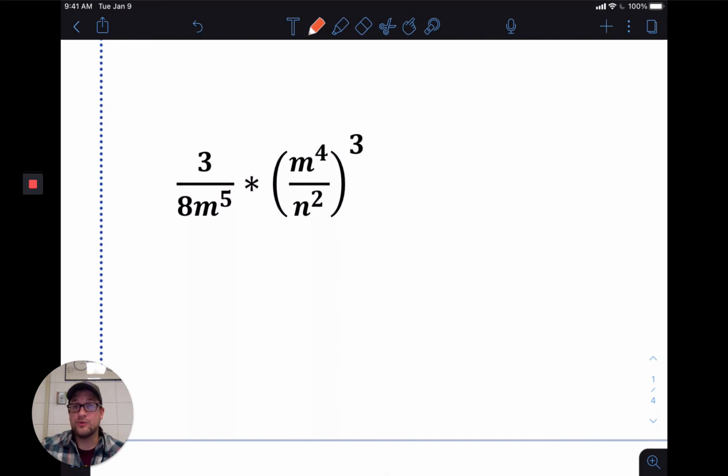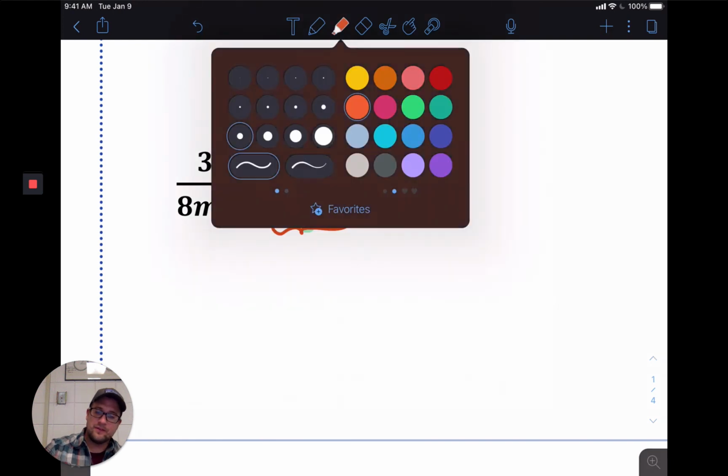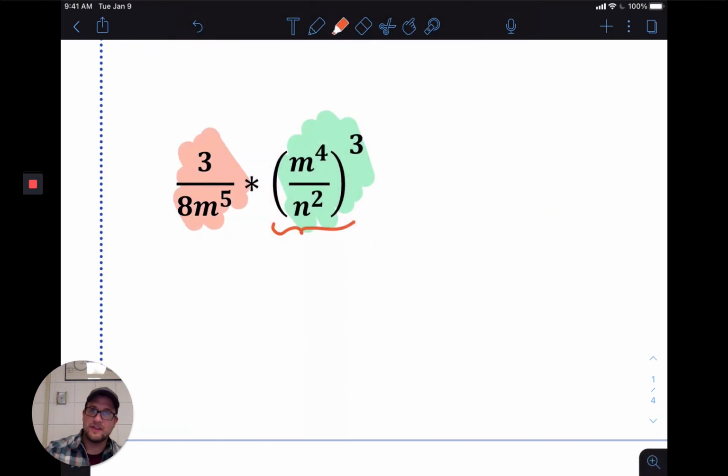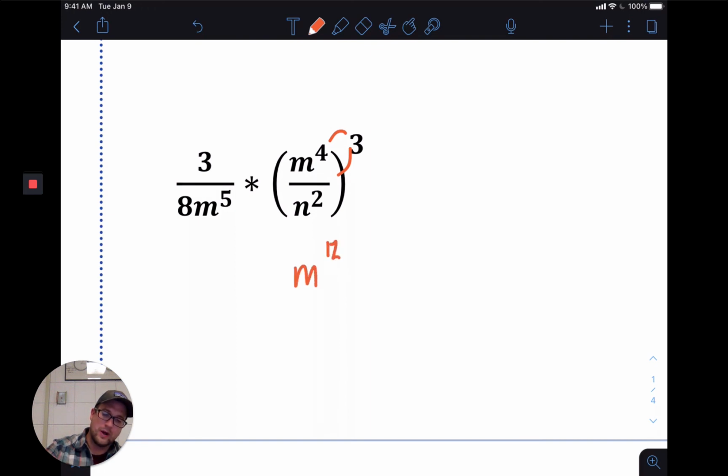Another problem for you to consider. Again, let's try to simplify the part with the parentheses first, and then we'll try to take this green idea and this orange idea, and we'll try to put them together. So, looking at this, parentheses mean multiply exponents, so I'm going to multiply the 3 and the 4, and the 3 and the 2. 3 times 4 is 12. 2 times 3 is 6.